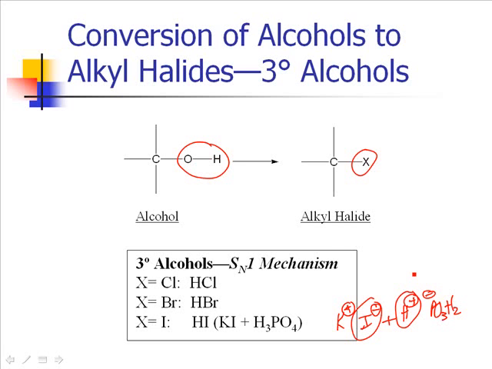So we'll see that this is an SN1 mechanism, and it involves making the OH group into a good leaving group by protonating the oxygen, making it a water leaving group. So this is a good way to convert an alcohol into an alkyl halide.